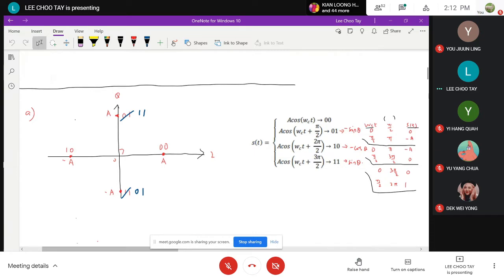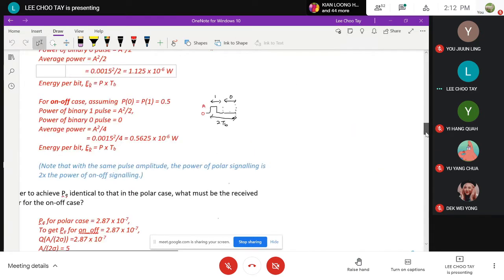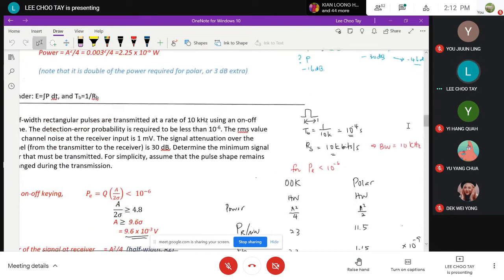Let me bring it down. Okay, the bit duration here. We have half wave rectangular pulses transmitted at the rate of 10 kilohertz. So this is half wave at the rate of 10 kilohertz. That will give us a bit duration of 10 to the power of minus 4 seconds. All right, so 10 to the power of minus 4 seconds.